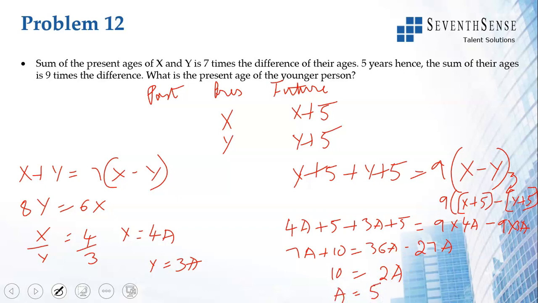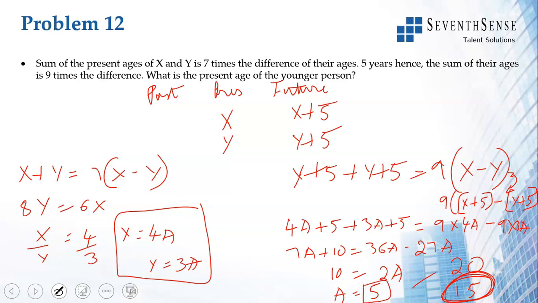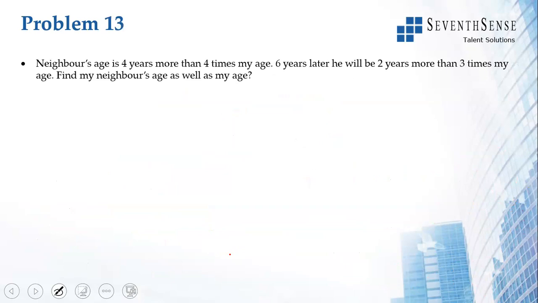Present age of the two people will be this. You've solved a. You need x and y. So x is equal to 4 into a, 20, and y is equal to 3 into a, 15, 3 into 5. So present age of the younger person is 15. Do not write the answer as 5. Present ages are x and y, and the relation between x and a is given by this table.